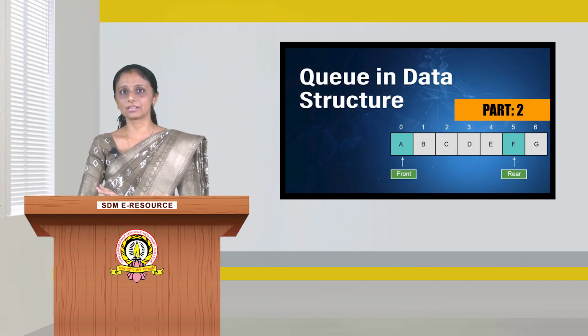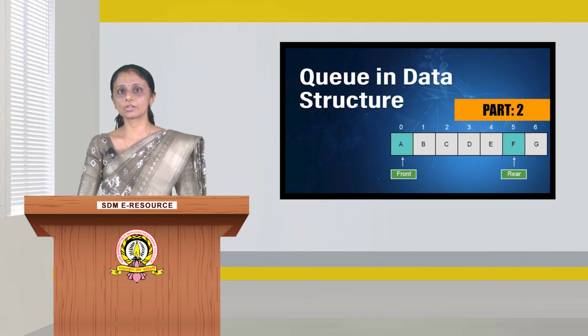Now let us see what a queue is. A queue is a data structure where elements are inserted through one end, which we call the rear end, and elements are deleted from the other end, which is called the front end. So it follows the FIFO procedure. Now let us see how we can implement the queue data structure.